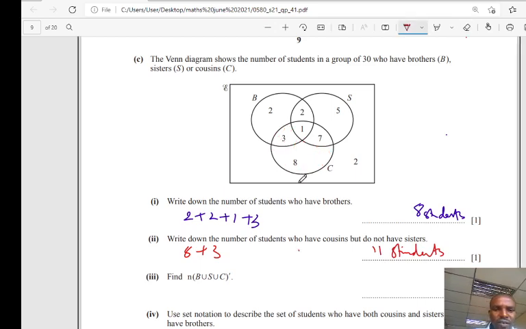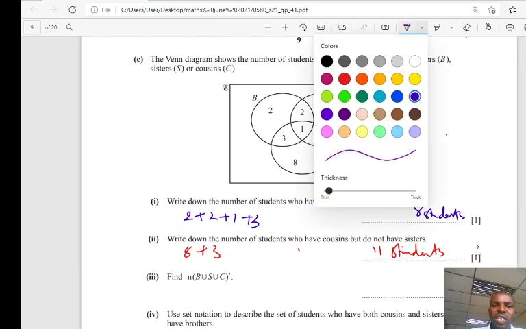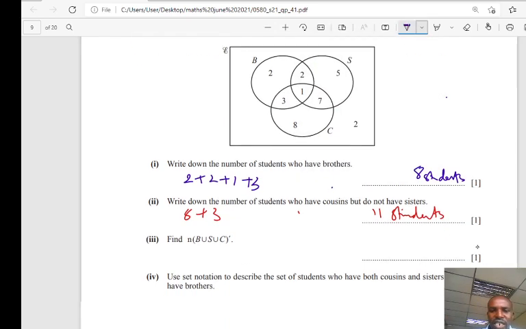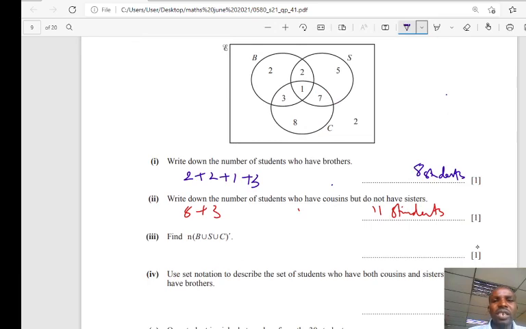Next, find the numbers in B union S union C complement. So it means the numbers that are not in B, not in C, and not in S, right? So which ones are not in B, not in C, and not in S? It's 2. So these are 2 students, right?